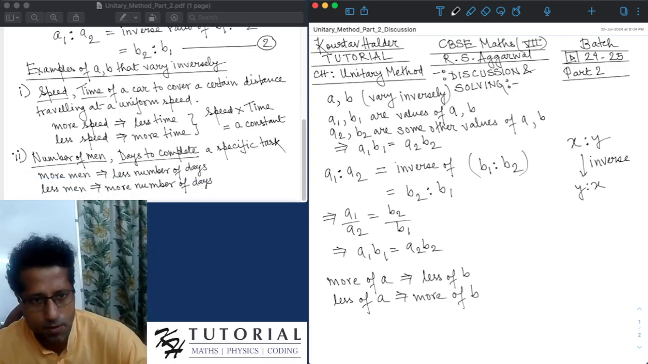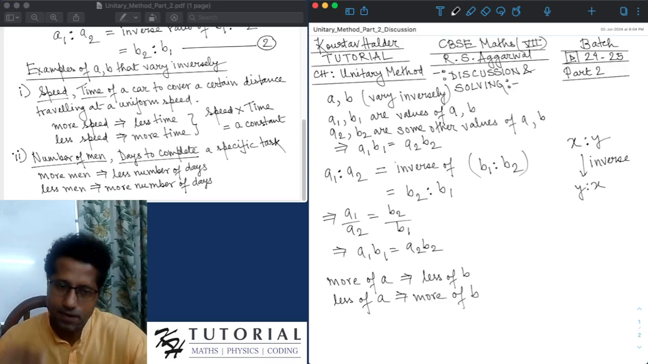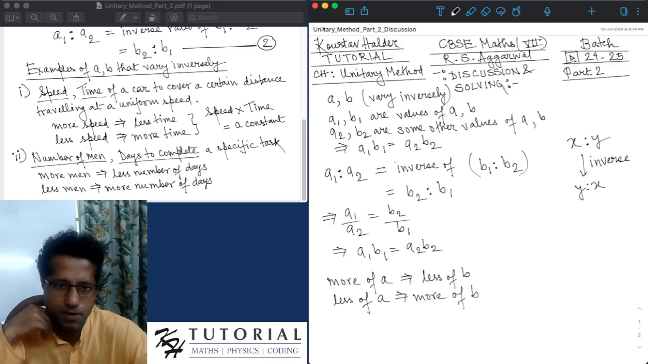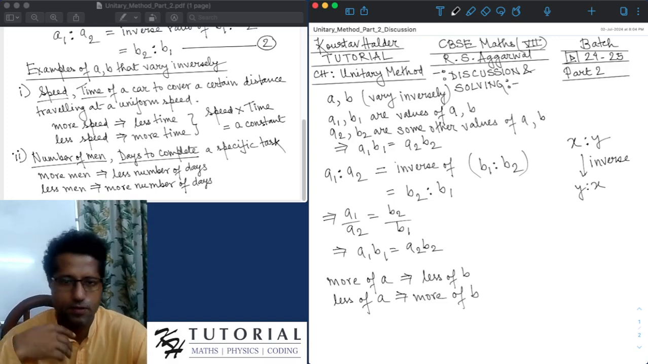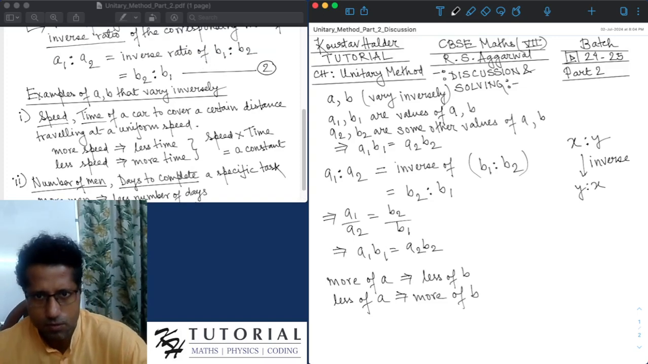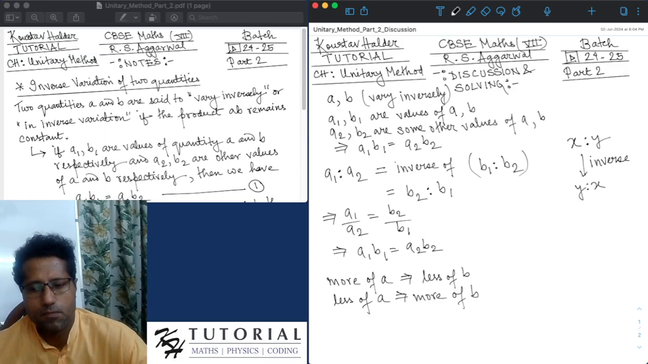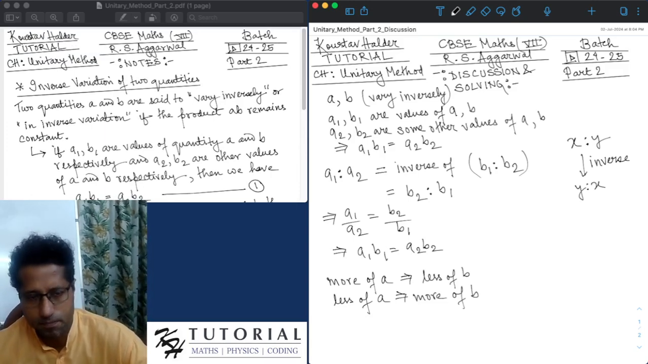Another example is the number of men engaged to complete a specific task, and the number of days to complete the specific task. So here the number of men and the days to complete a specific task vary inversely. If you engage more men, then fewer days will be required to complete a task, and if you engage fewer men, then more days will be required to complete the same task. Okay, so this is all about the concept of two quantities that vary inversely.